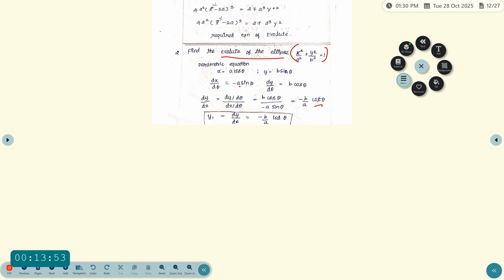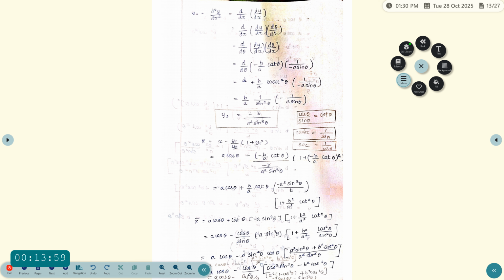Similarly, we need to find the value of y2. d square y by dx square can first be written as two parts and then split into three parts. No need to write this step. Directly you can write this equation as d by d theta of dy by dx, into d theta by dx. So d by d theta of dy by dx, whose value is minus b by a cot theta, just now we found, and dx by d theta we know is minus a sin theta, taking the reciprocal, minus 1 by a sin theta.